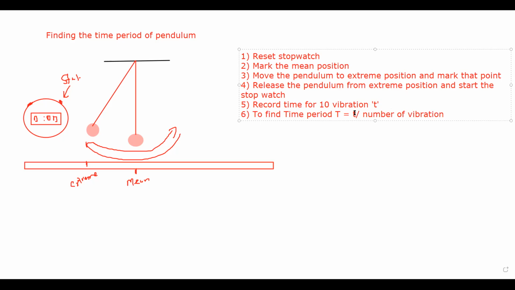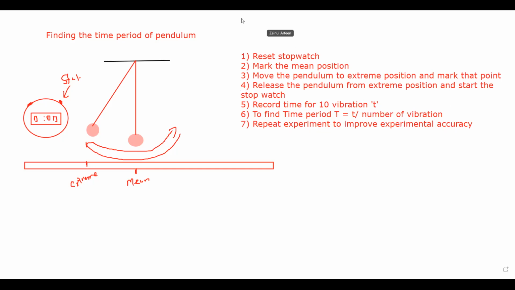For example, time for vibration, say it was 15 or 30. Divide by the number of vibrations, we will get the time period. And then repeat the experiment to improve experimental accuracy. Is it clear, this experiment, how to find the time period of a simple pendulum?